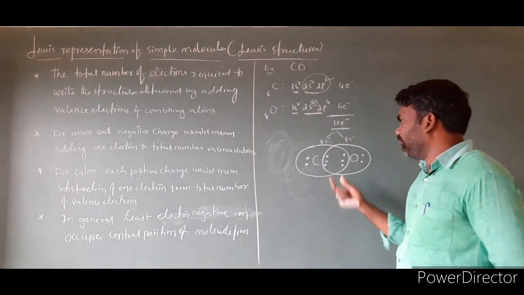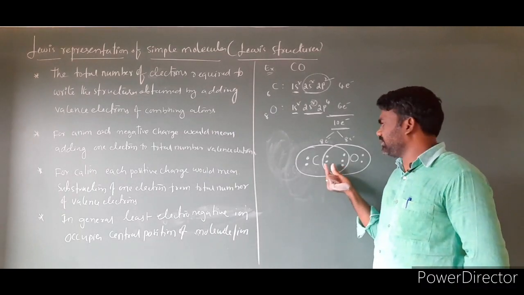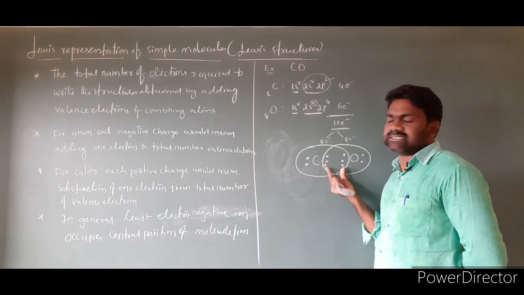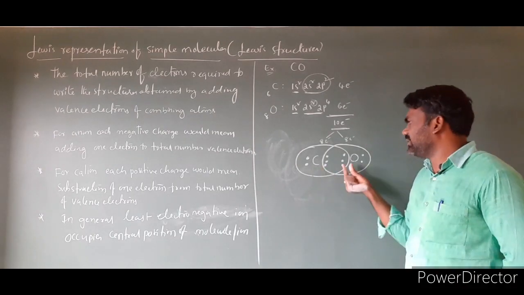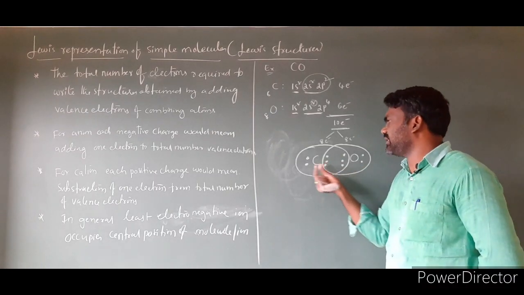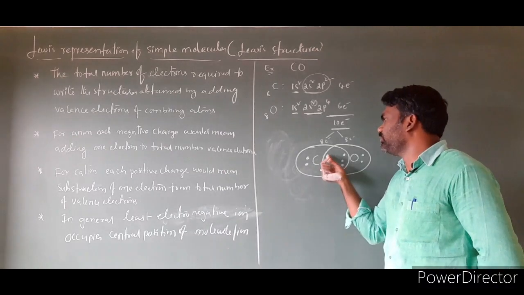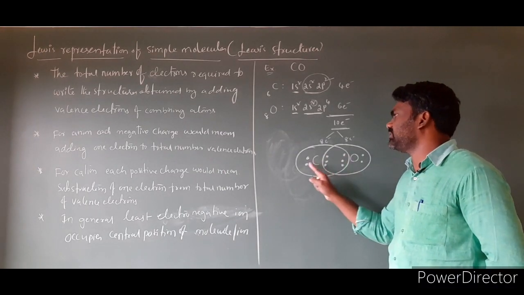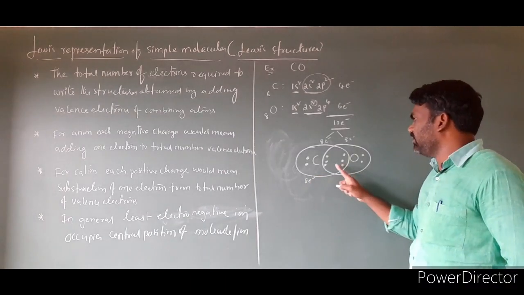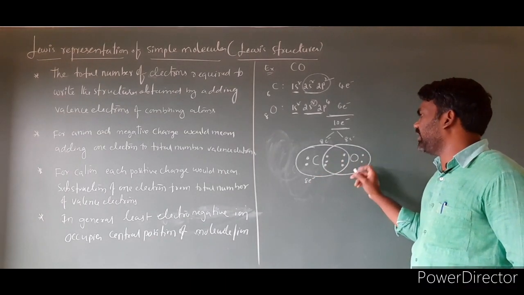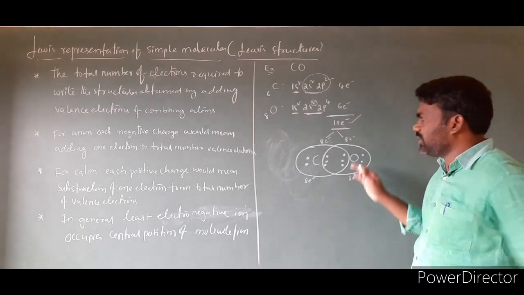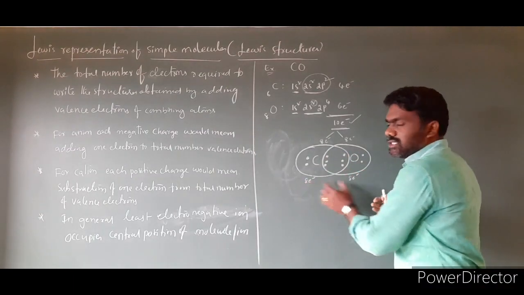After sharing, what are the electrons between these 2 atoms? These 3 electrons and these 3 electrons, in total 6 electrons. These 6 electrons belong to this carbon atom, and these 6 electrons belong to this oxygen atom. In the case of carbon, 1, 2, 3, 4, 5, 6, 7, 8: we gave 8 electrons to the carbon. And 1, 2, 3, 4, 5, 6, 7, 8: we gave 8 electrons to the oxygen. The total number of electrons is 10, we distributed them to the 2 atoms, so each atom got 8 electrons.